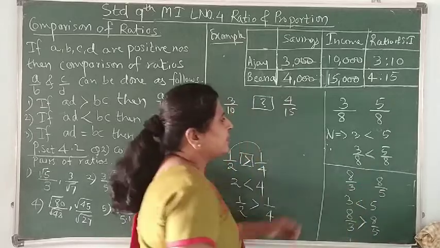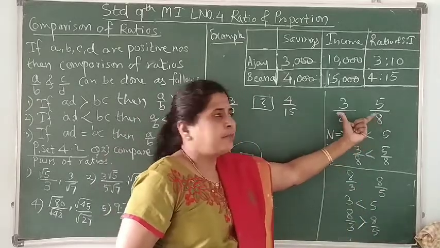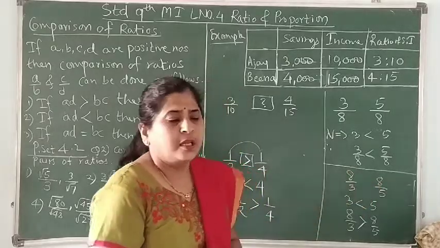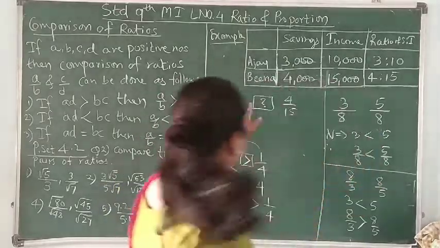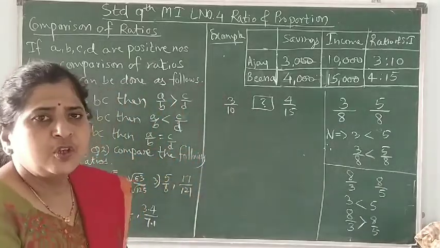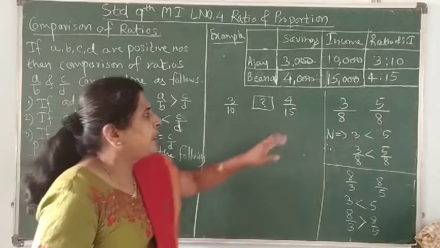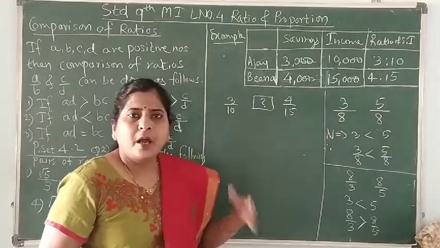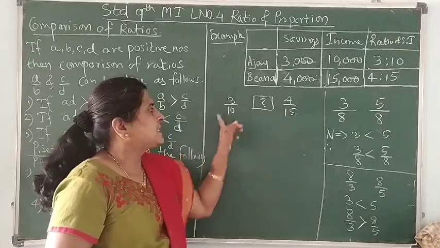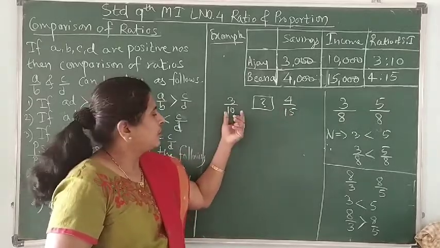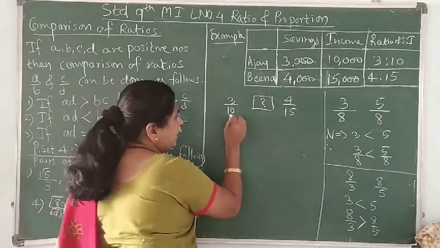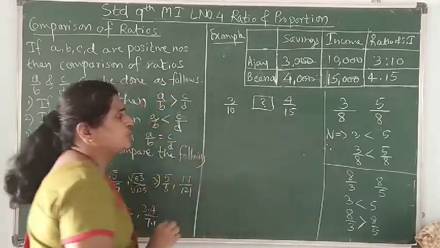Okay. So when either the denominators are same, we can compare easily, or when the numerators are same, we can compare easily. But what if neither the denominator nor the numerator is same? Generally we make the denominators same. How can we make the denominators same? For that we can take the LCM of these two numbers. So for 10 and 15, what is the LCM of these two numbers?